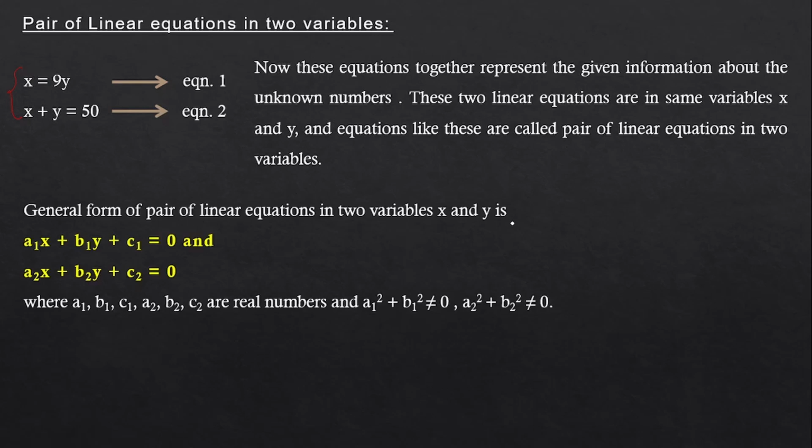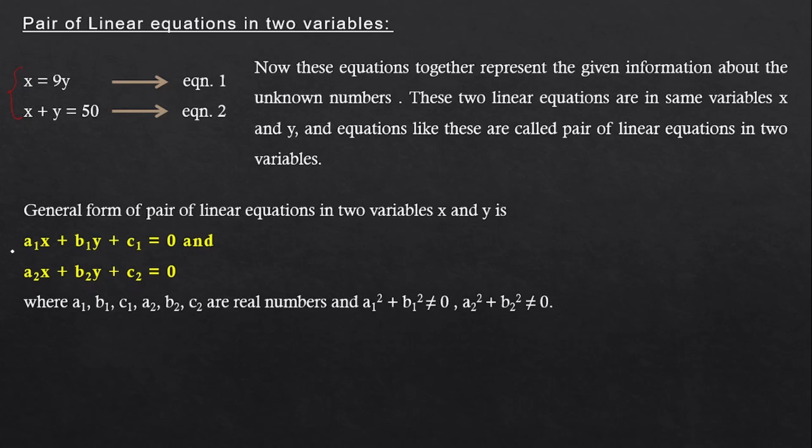Form of pair of linear equation in two variables is a1x plus b1y plus c1 is equal to 0. This becomes my first equation. a2x plus b2y plus c2 is equal to 0. This becomes my second equation. Here a1, b1, c1, a2, b2, c2 are my real numbers, numeric coefficients, whatever you are able to understand.